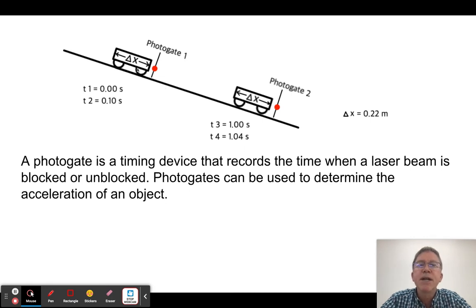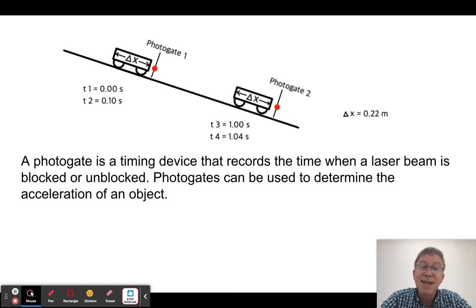Okay, so here I have this object. The length of this cart is 22 centimeters, 0.22 meters, and I release it, and as it passes by this first photo gate, it starts the timer when it reaches it, and when it passes it, the timer stops. So when it blocks the first photo gate, the timer starts. As this rolls past, and now the light is unblocked, it records how much time that was. And the time was 0.1 seconds. It took this one 0.1 seconds to pass the first photo gate, but it's on a slant, so it's accelerating.